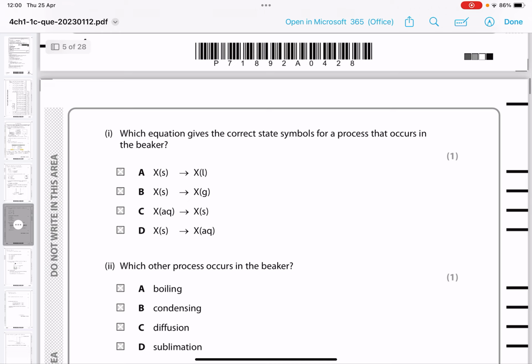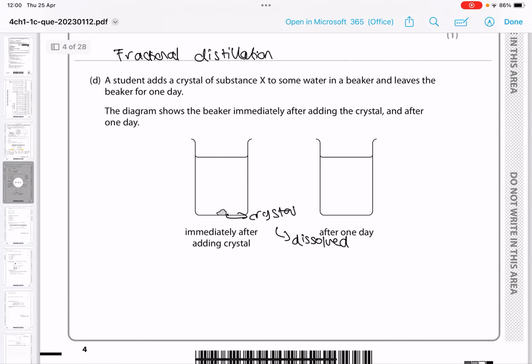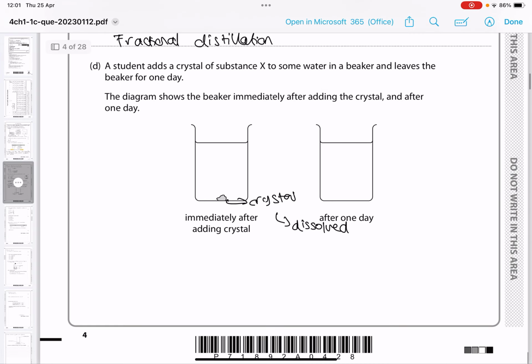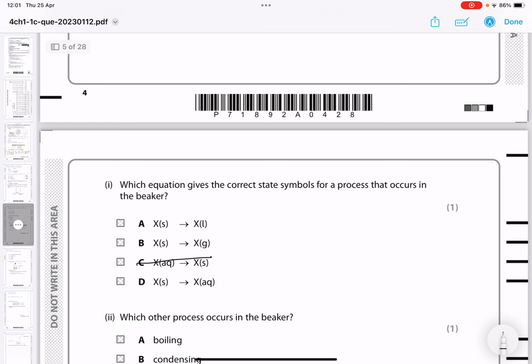Okay, let's read the question. Which equation gives the correct state symbols for the process that occurs in the beaker? Okay, so the crystal is obviously starting off as a solid, so it's not going to be C. But now, as I mentioned before, the crystal's dissolving in the water. So when a substance dissolves in a solvent or in some water, it becomes aqueous. Okay, so the correct answer would be D. It's starting off as a solid and then it's dissolving in some water, which is why it turns aqueous.